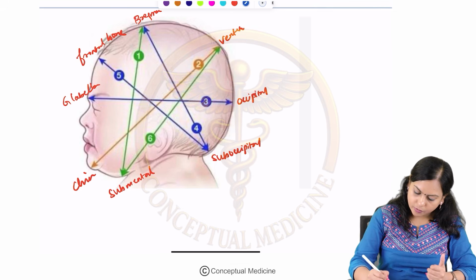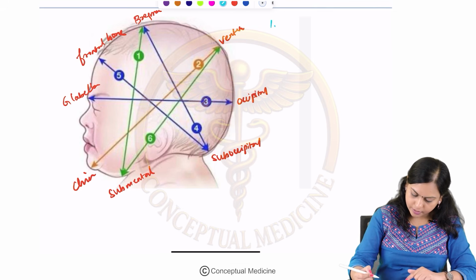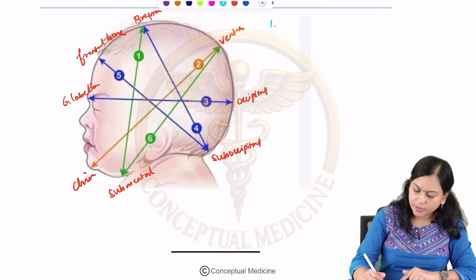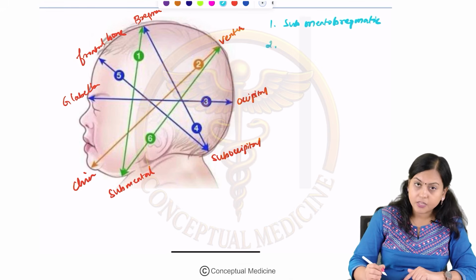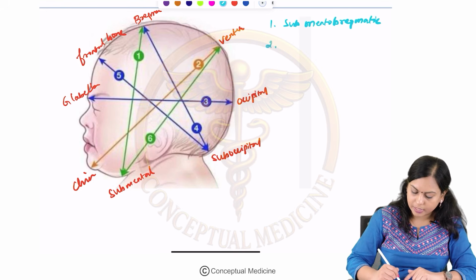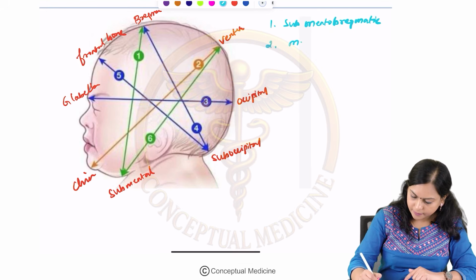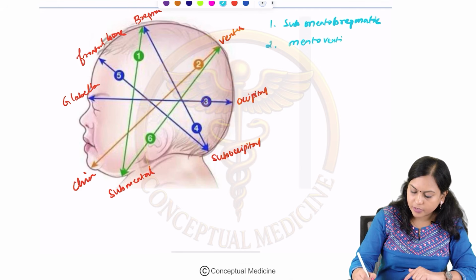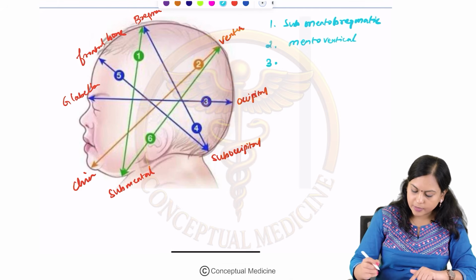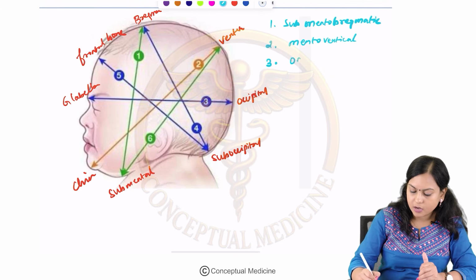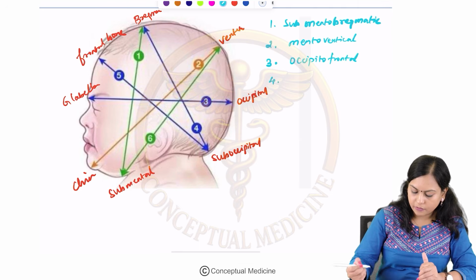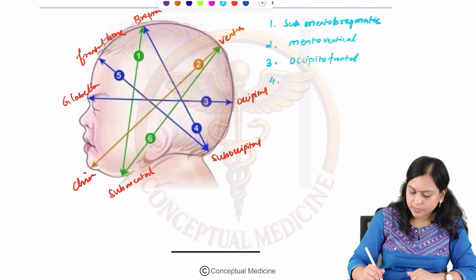Okay. So, now one by one. What is the first diameter? It extends from submental region to the bregma. So, it is a submento-bregmatic diameter. Okay. Second one, it extends from the chin or the mentum to the vertex. So, it is the mento-vertical diameter. Third one, it is extending between the occiput and the glabella and it's a straight line. So, it is a occipito-frontal diameter.